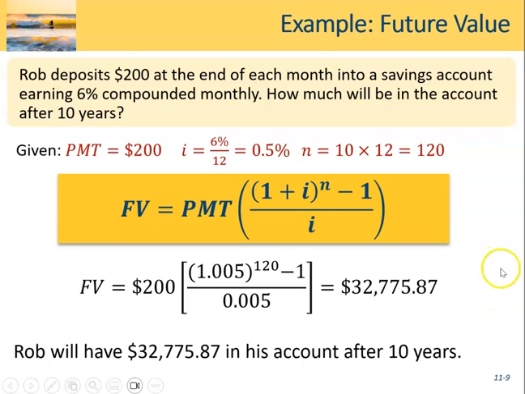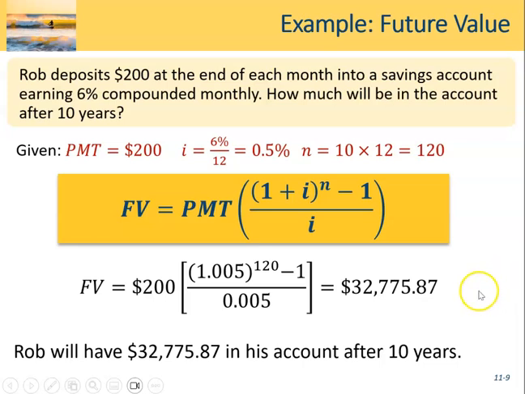So this is where we want to figure out what our amounts are. So we know right now that there's nothing in there, so we know that our present value is 0. We know that our payment is $200. We know that our IY is 6 because that is the annual interest rate. And we know that it's compounded and paid monthly. Okay, and we know it's for 10 years. So we know our N is 10 times 12, or 120.